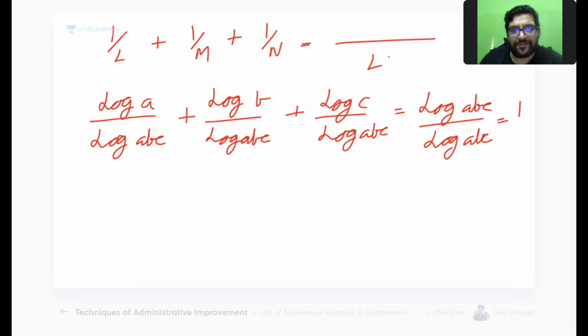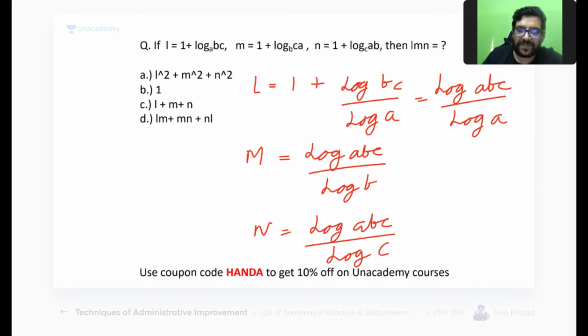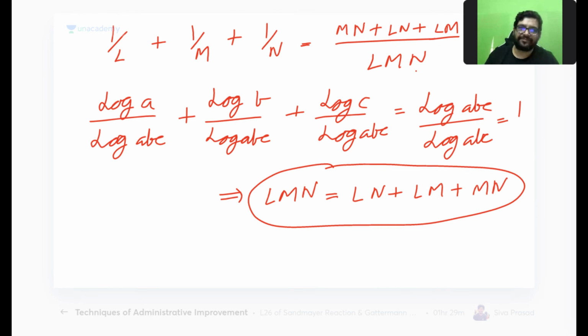So this comes out as, take this as LMN, MN plus LN plus LM, and that is equal to 1. Once I have that, I take LMN to the other side. So I will have LMN as LN plus LM plus MN, which is given to me as option D.